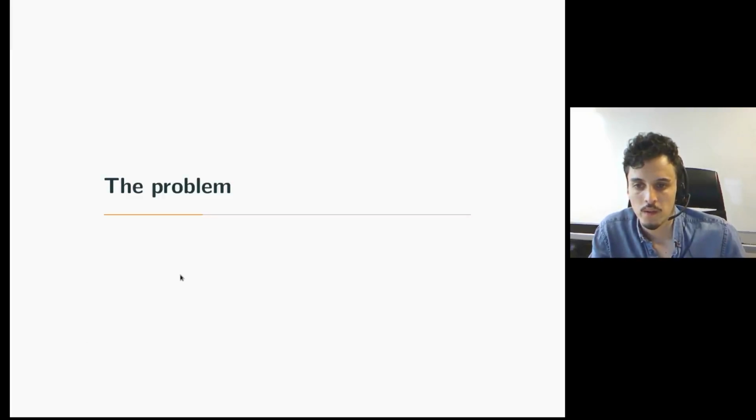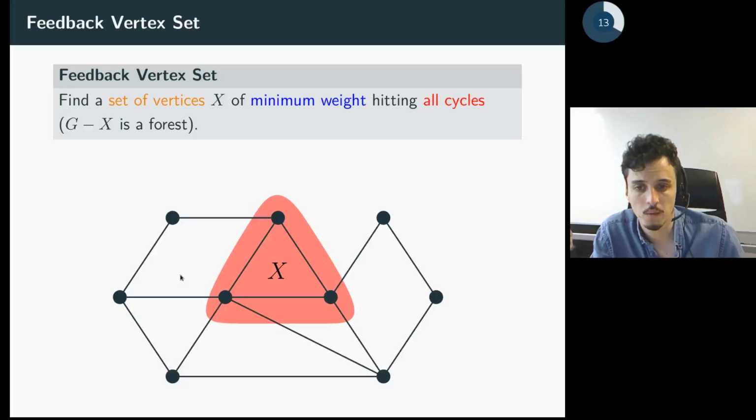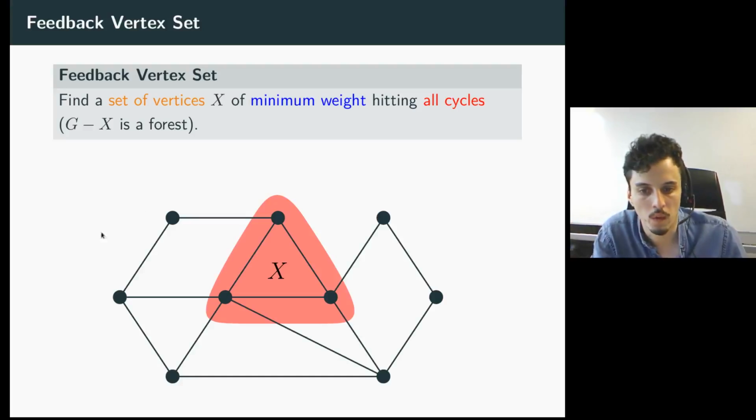Now I will talk about the main problem we are interested in. This is subset feedback vertex set, and I will start by talking about feedback vertex set. We are given a graph and we want to find a set of vertices of minimum weight that hits all the cycles of this graph. So when we remove this set of vertices, the resulting graph is a forest.